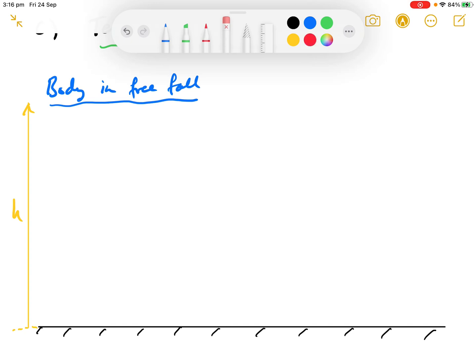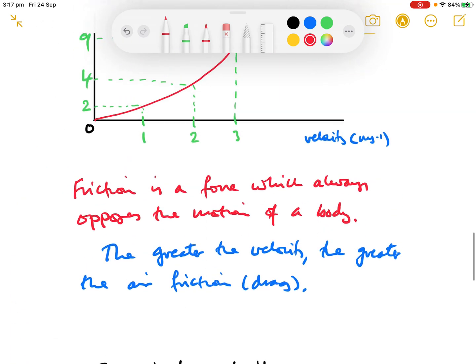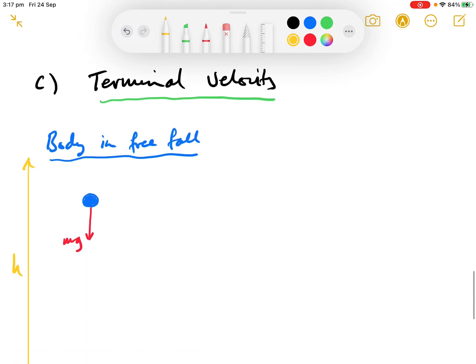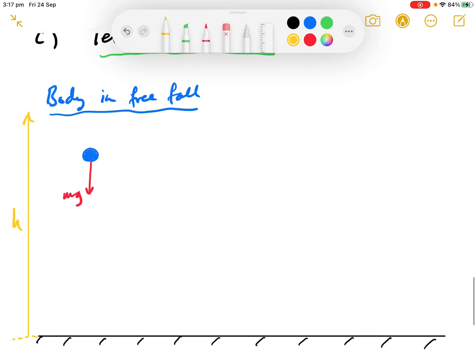And when it's first released, obviously it's got its weight force pulling it down. So the weight force mg, of course, is always there. But because it's just been released, it's not really built up much speed yet. So very low speed means very low drag. So say it's got a very low speed sort of in there. It's got very low drag in there.